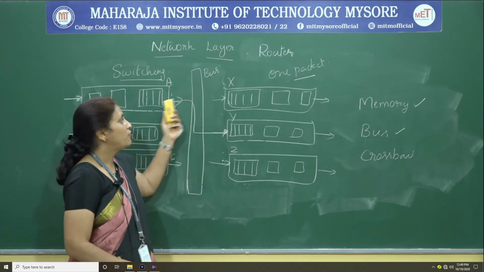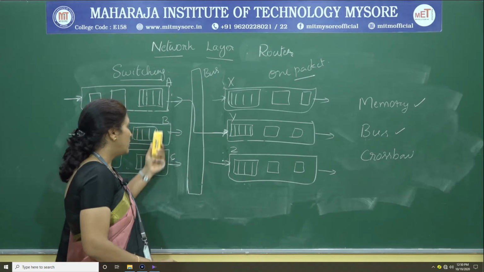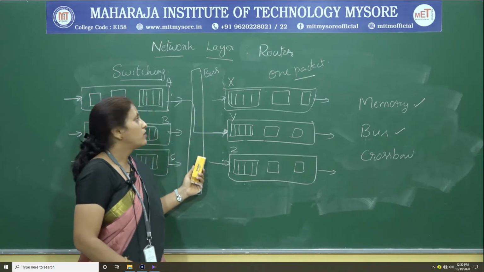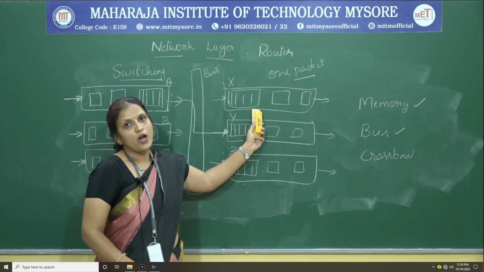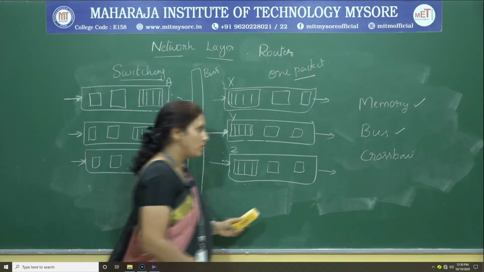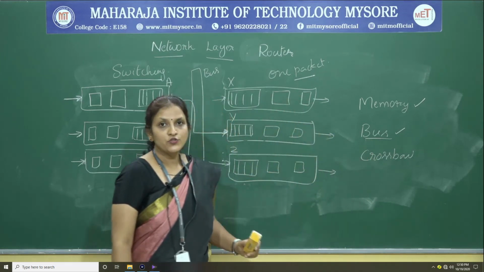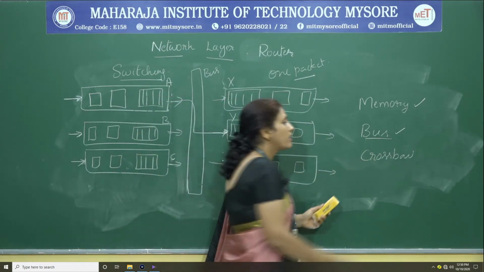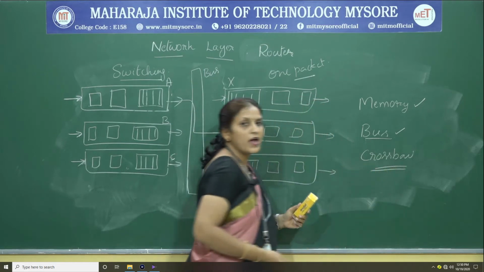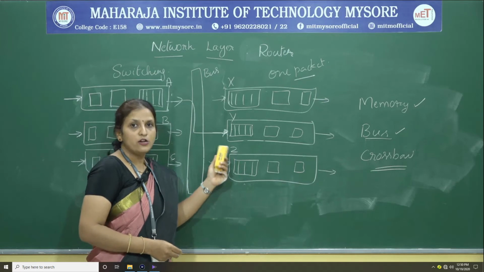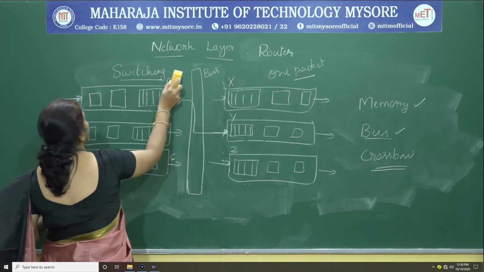Only after it finishes its work, the other ports are allowed to push their packets to the bus in order to transmit them to the respective output port. That becomes our second method through which we can switch. The third method is crossbar. Here we will have different paths available. I will show you how it is.